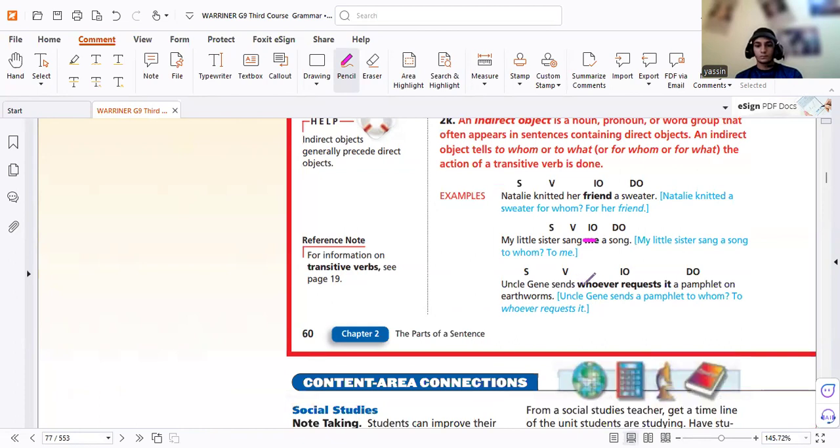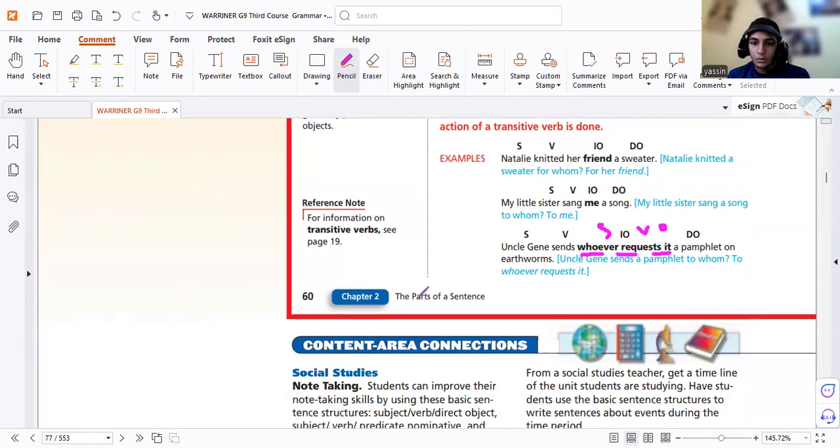Now let's see. Let's delete this part and read. "Uncle Jim sent a pamphlet." The first word is correct, but the meaning is not complete, for whoever requested. Send what? For anyone requested: subject, verb, object. So this is something called the clause. Later, inshallah, we'll know more about it.